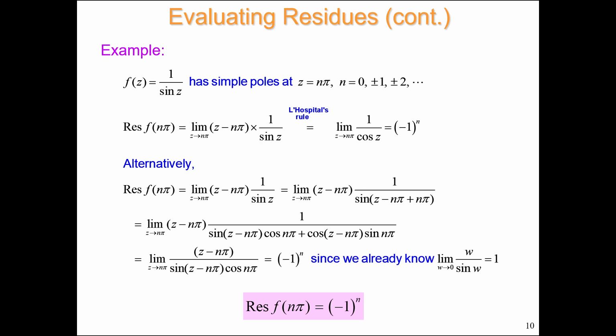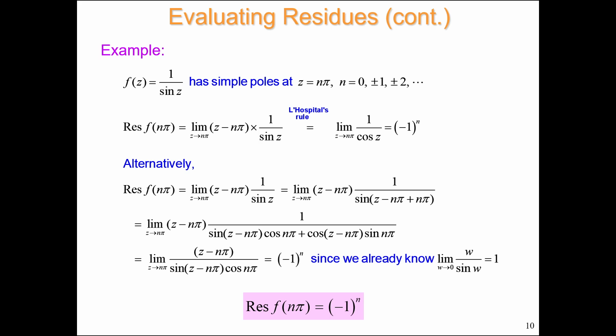Next example, f of z equal to 1 by sin z has simple poles at z equal to n pi, n equal to 0, plus or minus 1, plus or minus 2, etc. Residue of f at n pi equal to limit z tends to n pi, (z minus n pi) into 1 by sin z. Using L'Hospital's rule, limit z tends to n pi of 1 by cos z, that is equal to (minus 1) whole power n.